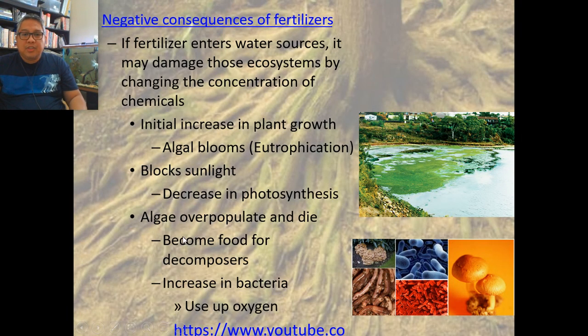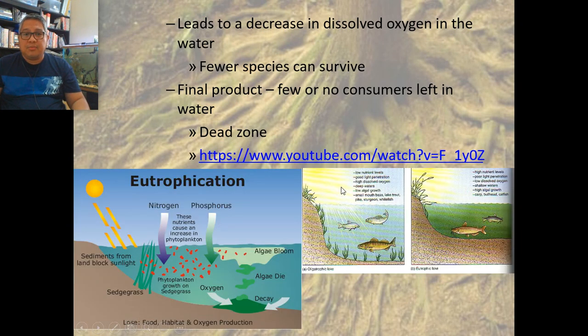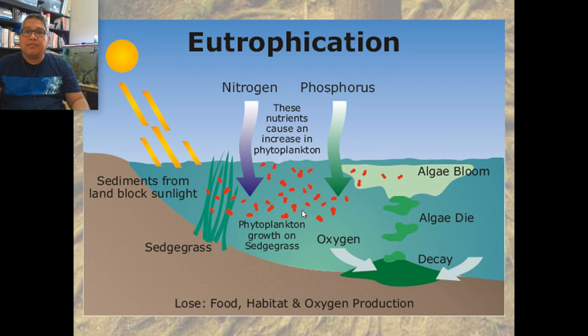So algae overpopulate and die, becoming food for decomposers. Now the bacteria, which are the decomposers, will use up the oxygen, and now we have a problem. This leads to a decrease in dissolved oxygen in water, and fewer species can survive. Final product: few or no consumers left in water. Now you have a dead zone. And that's why you have a lot of fish kill.